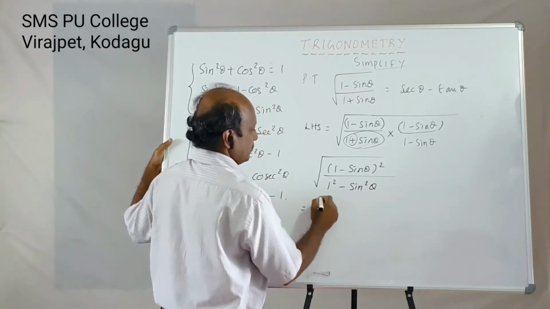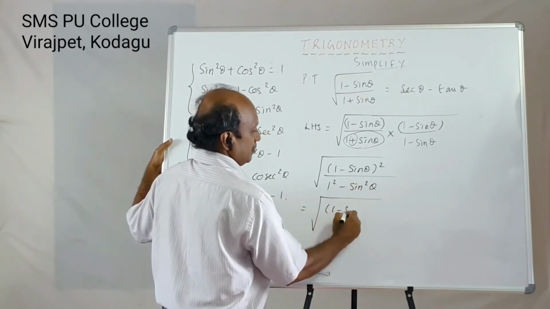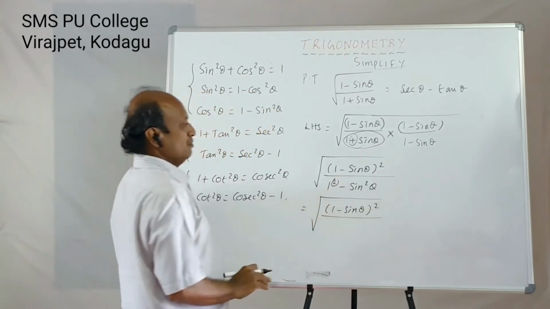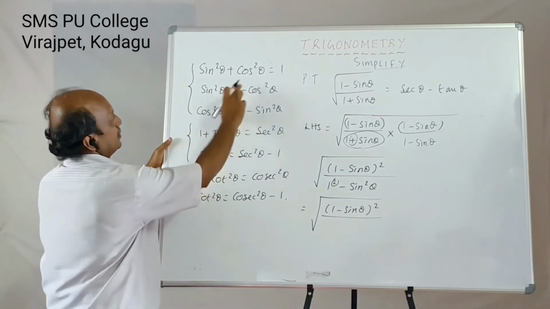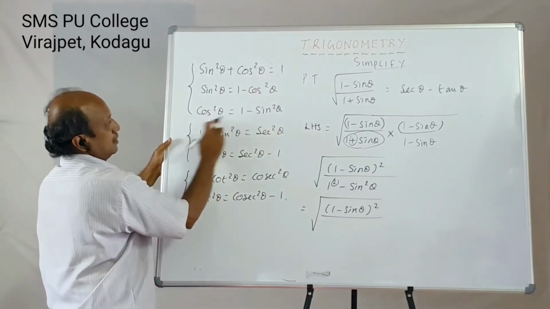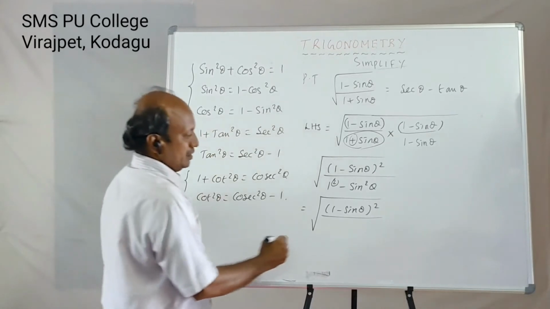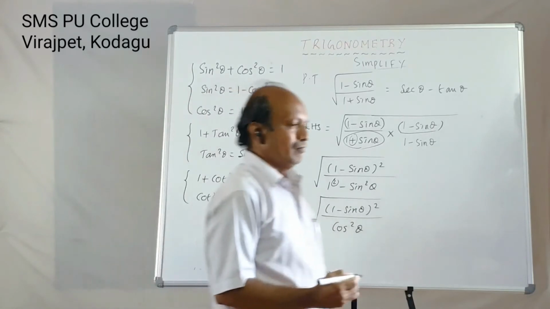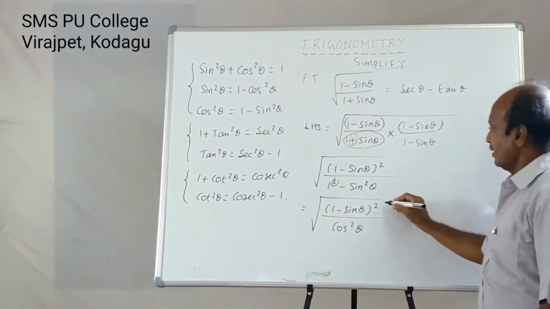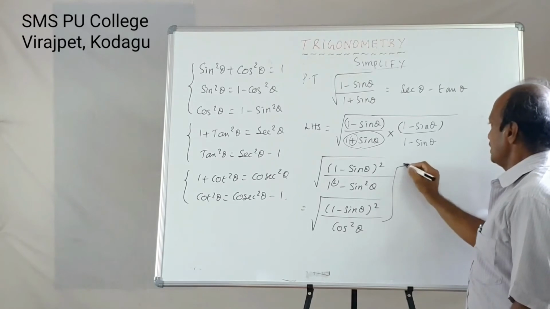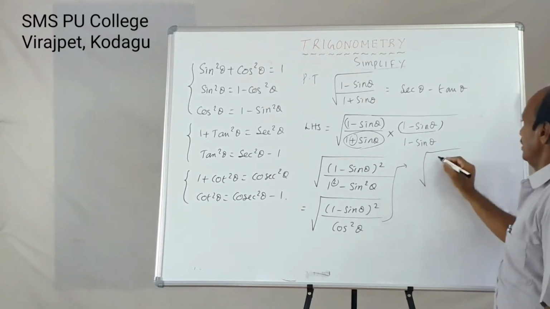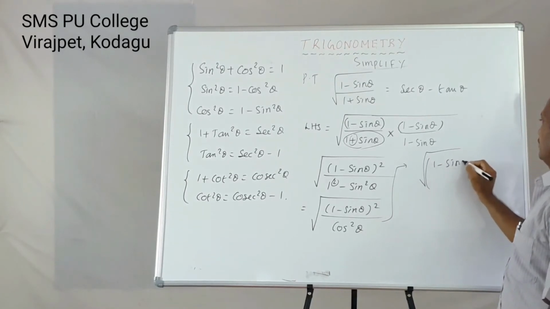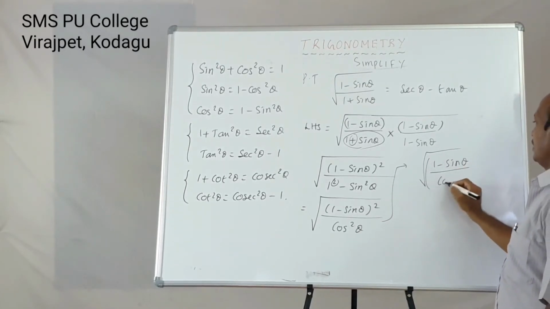Now let us go further. This is nothing but the square root of 1 minus sin theta whole square over... What is 1 square? 1 square is nothing but 1. What is 1 minus sin square theta? It is cos square theta. Now we are slowly reaching the solution, right? The denominator is cos square theta. Now this further you can write as the square root of, here also square is there, here also square is there, so you can put together (1 minus sin theta) by cos theta whole square.